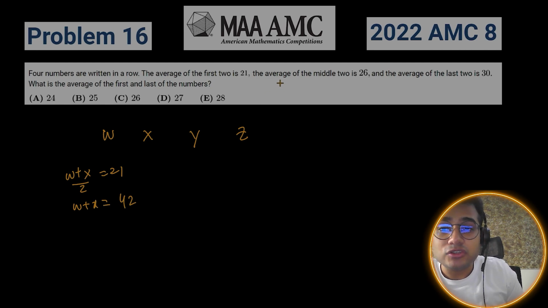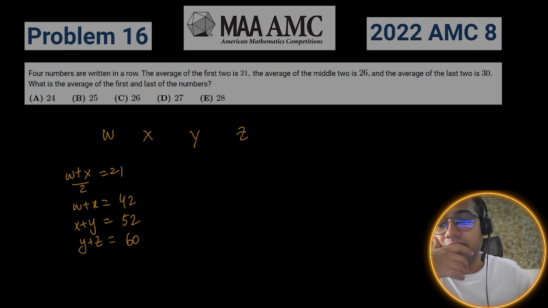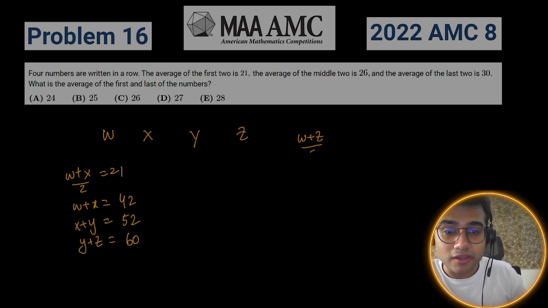Then the average of the middle two is 26. In the same way, we find that X plus Y is equal to 2 times 26, which is 52. Then the average of the last two is 30. That means Y plus Z divided by 2 is 30, so Y plus Z is 60. Now, how do we find the average of the first and the last numbers? What would that actually be? That would be W plus Z divided by 2.